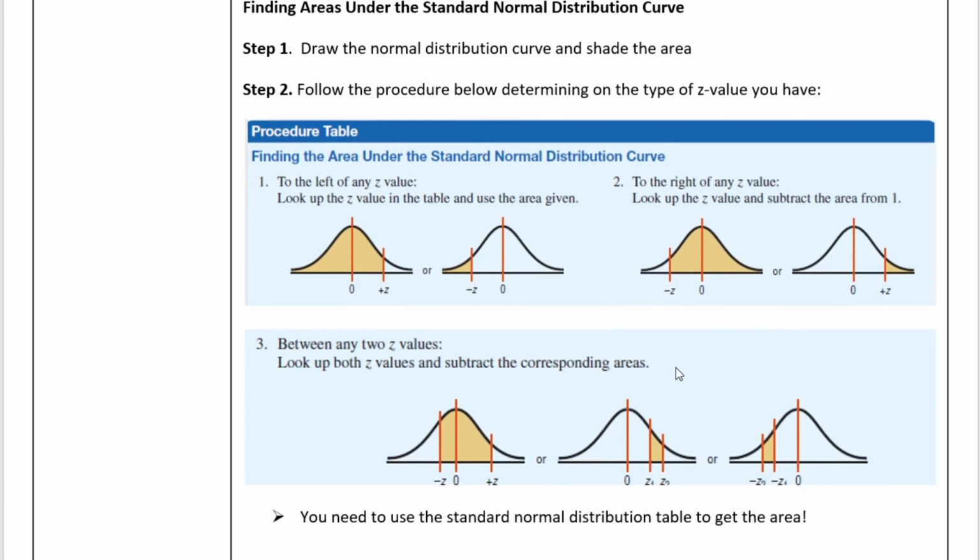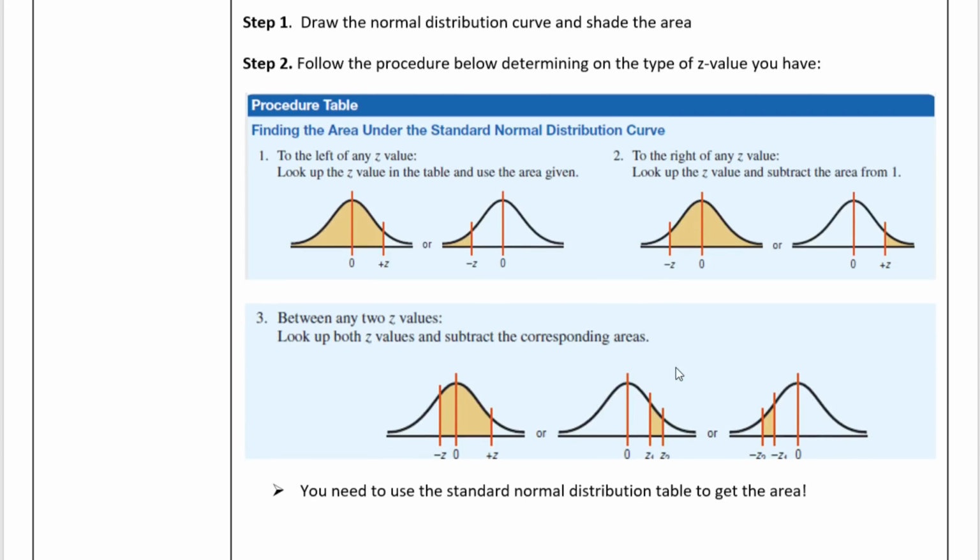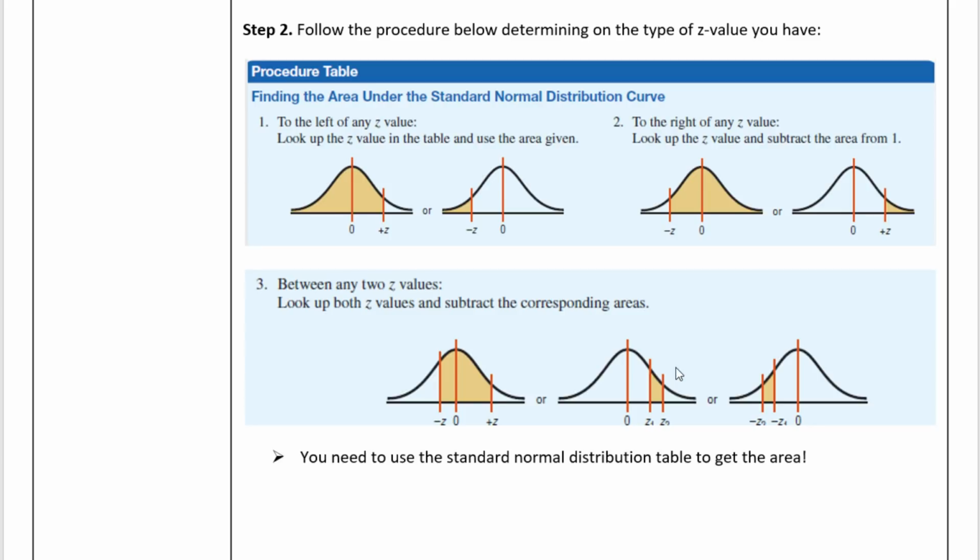So if we're given a z-value and we want the area to the left, then we need to look up the z-value in the table and then use the area that the table gives us. If we are, for example, looking to the right of a z-value, then we need to look up the z-value from the table and then subtract the area from 1. If we have 2 z-values and we want to find the area between those 2 z-values, we'll need to look up both z-values on the table and then subtract the areas from each other.